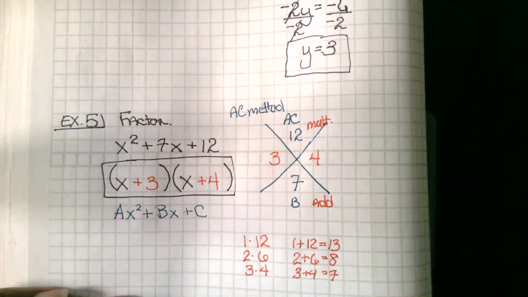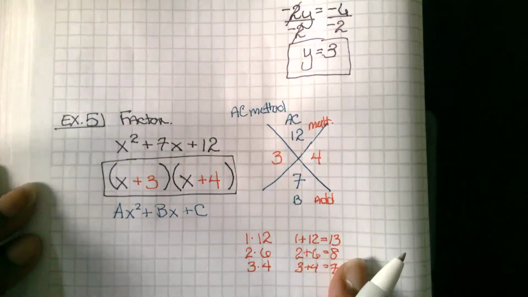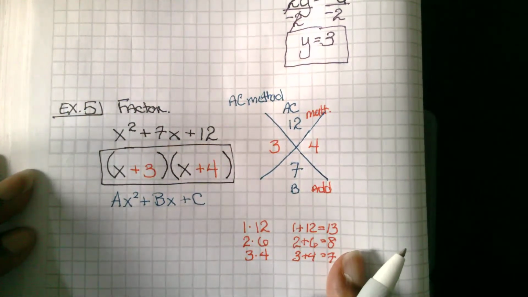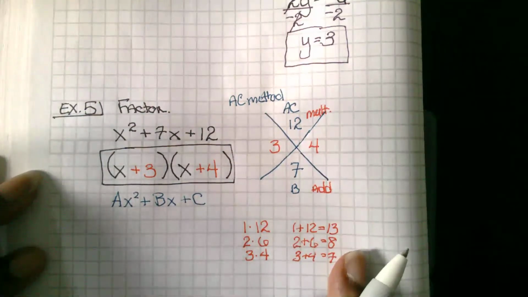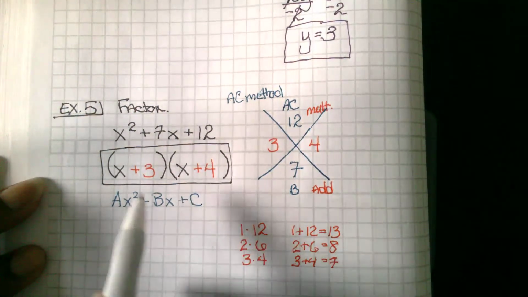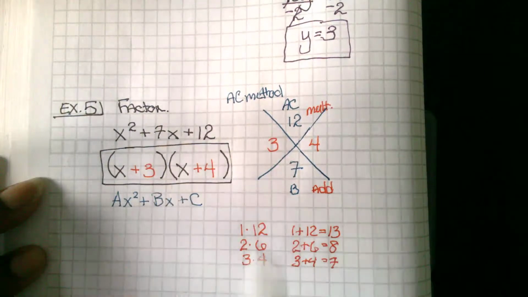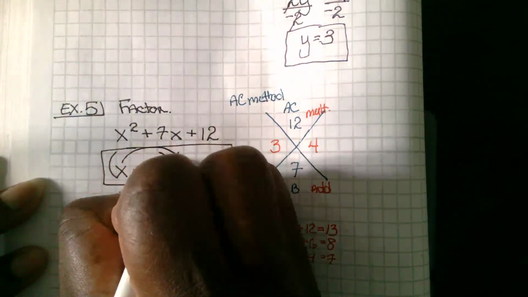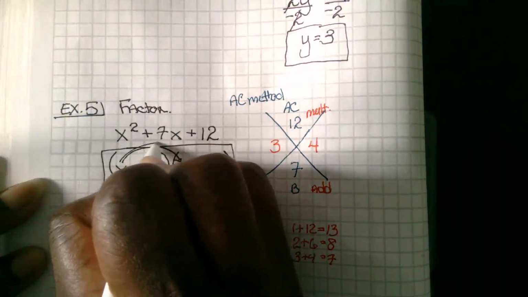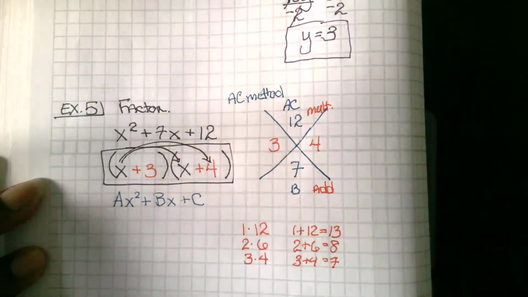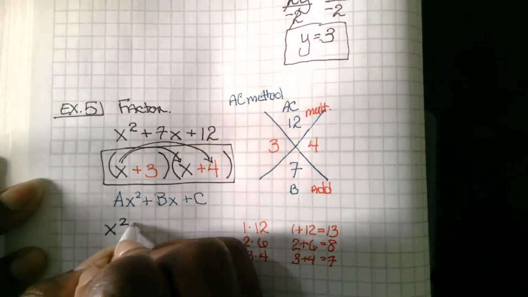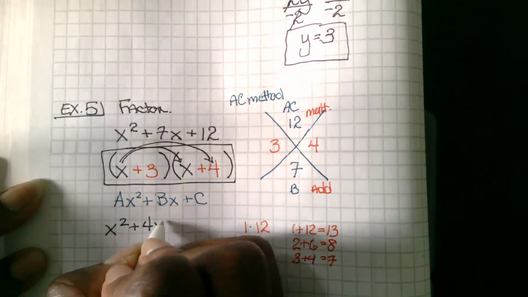Okay? And if you ever want to check it, all you have to do is this. Factoring is the opposite, or the inverse, of the distributive property, right? So why not distribute? If I do x times x and x times 4, if I want to check it, I will get my x squared plus 4x.